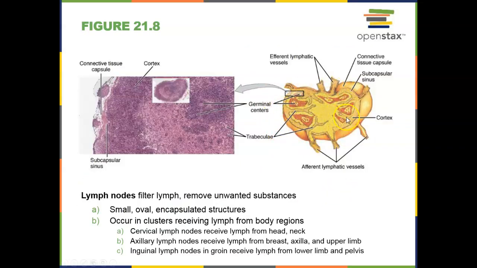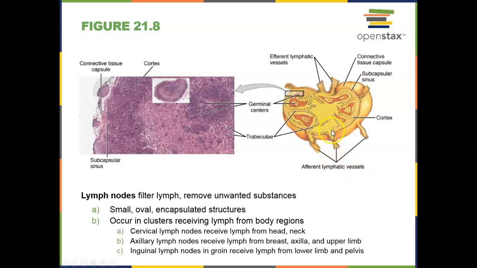So here's a lymph node. We have aggregations of lymph nodes throughout our body. Examples, we have cervical lymph nodes, axillary lymph nodes, and inguinal lymph nodes. These aggregations are what take fluid in from those lymphatic vessels. Lymphatic vessels bring fluid into, or feed fluid into, the lymph nodes.